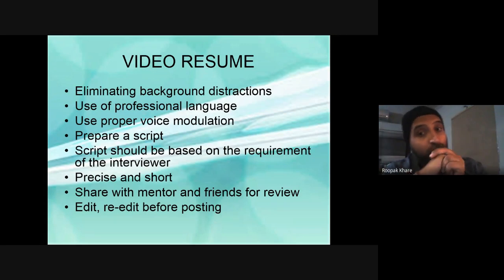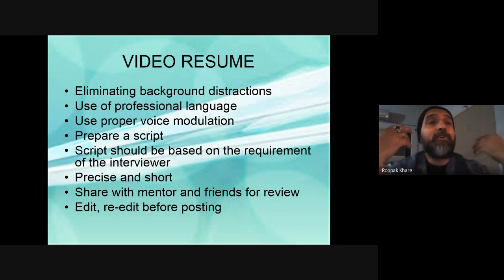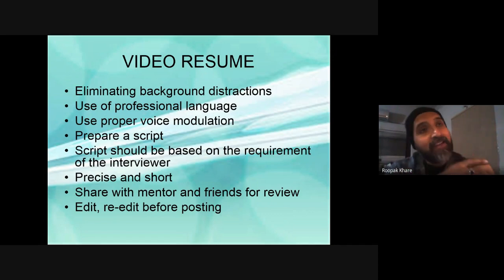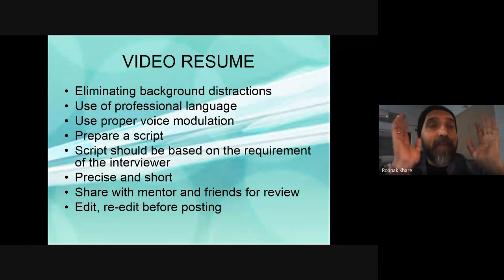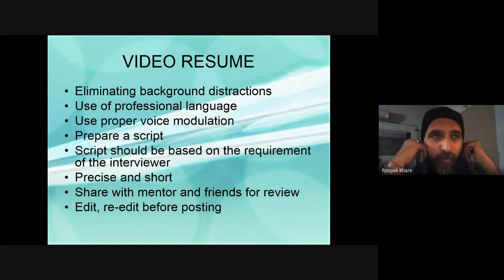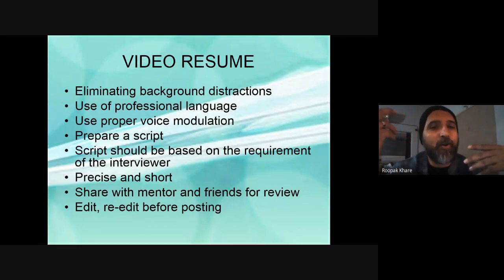Use proper voice modulation. Certainly, if you're doing a video resume, whatever you're saying should be conveyed properly. The real essence should reach the other person. Hence, it is important that you use proper voice modulation. Prepare a script. Always before recording, you should have a script in your hand. Don't go without a script, because you often go haywire. The correct words, the apt words don't come to your mind when you're not ready with the script. So always be prepared with a script.